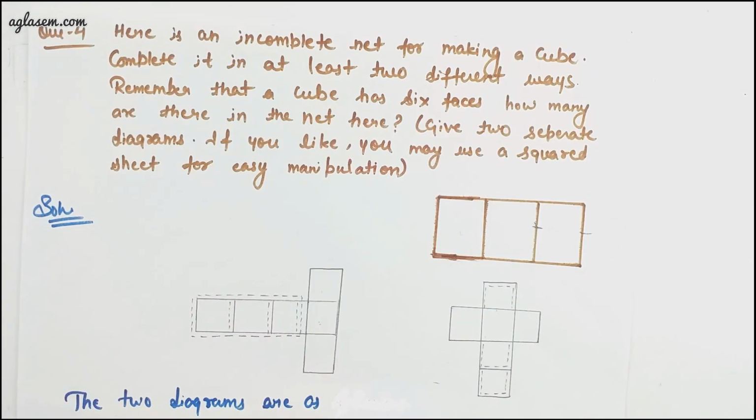So in question number 4 we have a figure given to us. It says here is an incomplete net for making a cube. Complete it in at least 2 different ways. Remember that a cube has 6 faces. How many are there in the net here? Give 2 separate diagrams. If you like, you may use a squared sheet for easy manipulation.